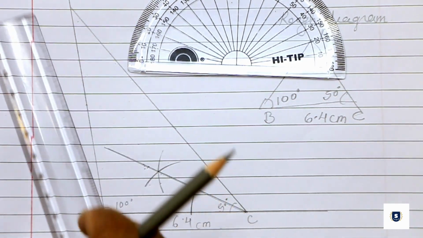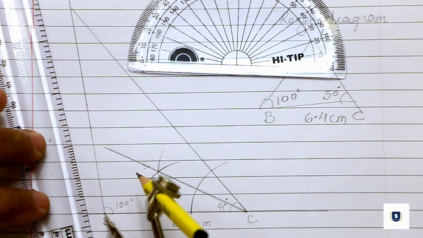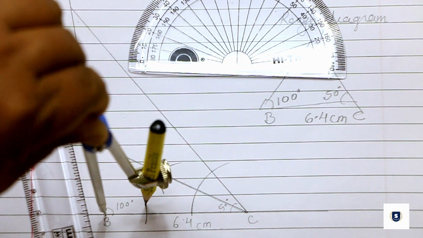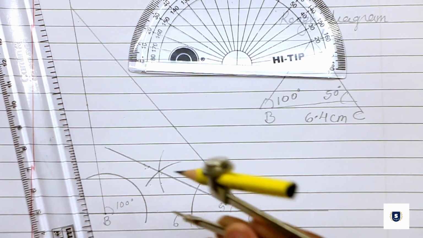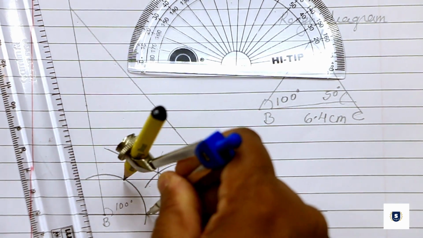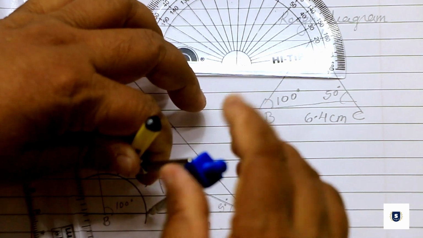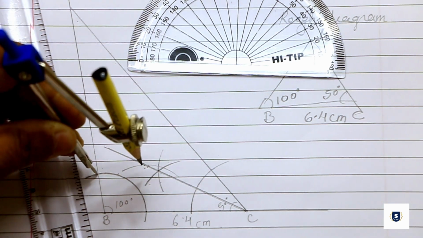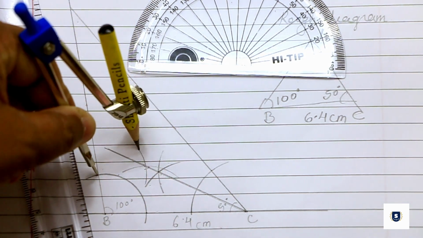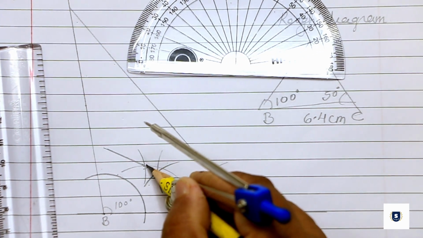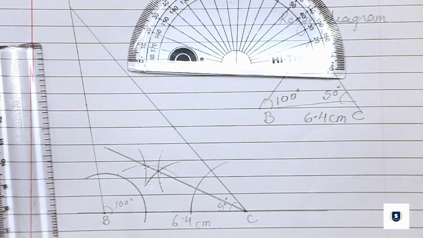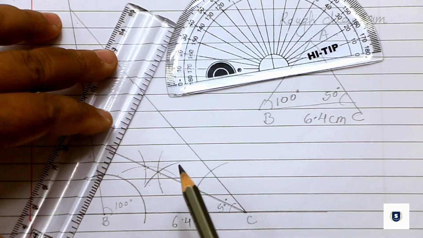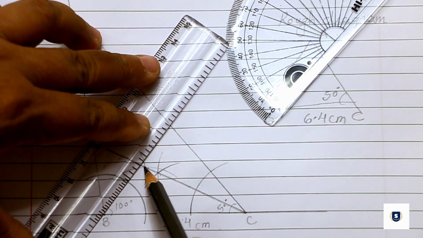Okay. After this, take this point and of desired length you give an arc. Keep the pointer here. Give an arc here. Keep the pointer here. Give an arc here. Now wherever these 2 arcs are cutting, this arc and this arc are cutting here. Join these 2 points.